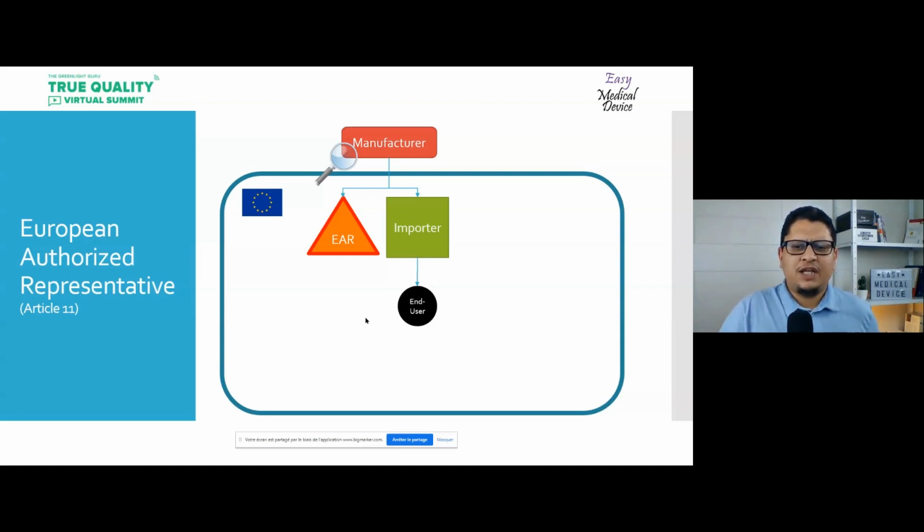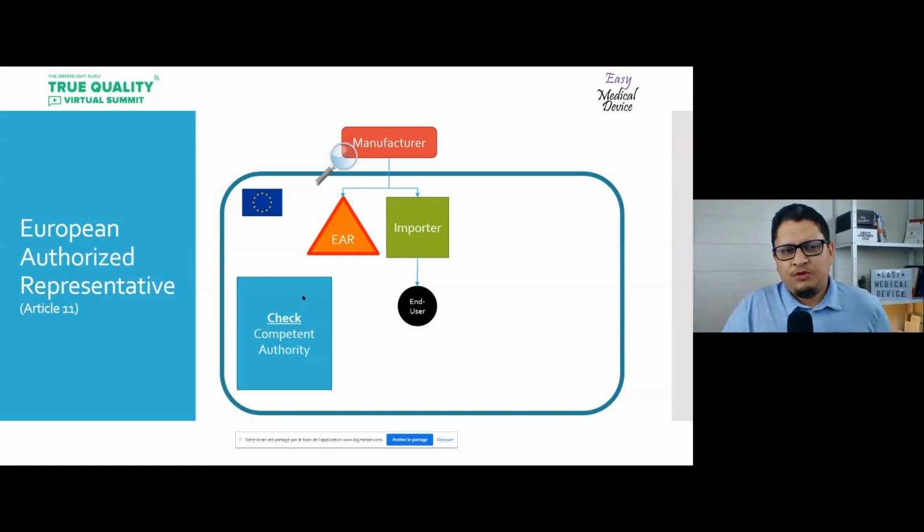Then who is checking the authorized representative? So the competent authority first is checking. But here we can also mention, if we want, a notified body, if it is in the scope of the quality management system of the manufacturer. So it's something that we'll see also later.